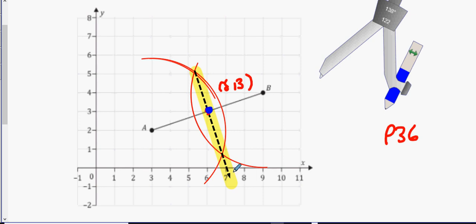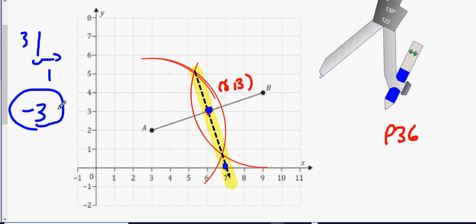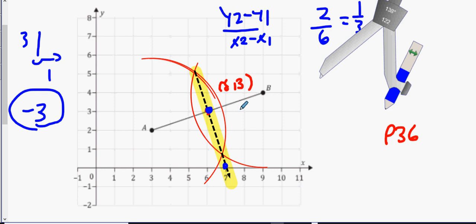See those two points there? That's down 3 across 1. That to me is a slope of minus 3. Everyone cool with that? What's the other way of doing it? The other way is to get the slope of the original line. You could use the slope formula, or you could count your blocks: 6 across, 2 up, so 2 divided by 6. Who got a third for the line AB? Then turn it upside down, change the sign, and you'll get minus 3 as well. So we know the slope is minus 3.